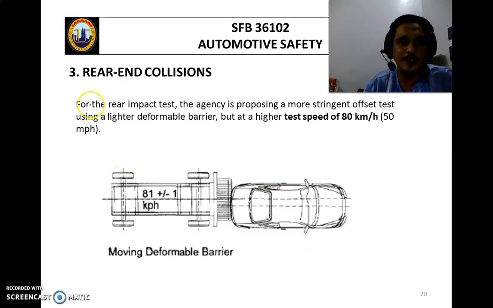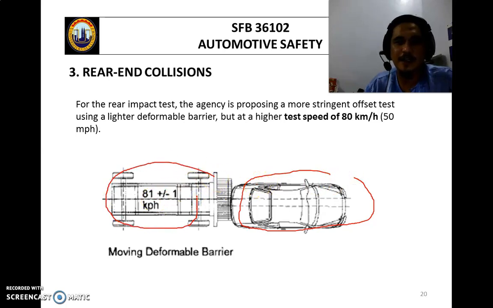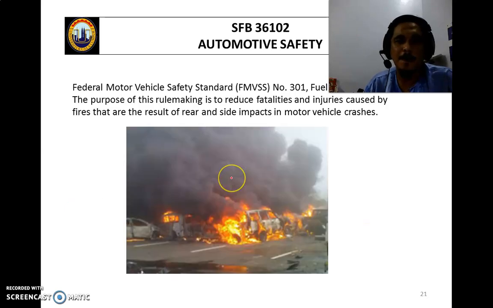Alright, so this is another one. The third one is a rear end collision. Rear end collision is when the car is hit from behind by a barrier at 80 km per hour. The barrier will move from behind and hit the car at a speed of 80 kilometer per hour. So on top of the three objectives, we add another objective, which is to study the fuel leakage. Why? Because we have a fuel tank at the back of the vehicle. Alright, so this is to study the fuel leakage.